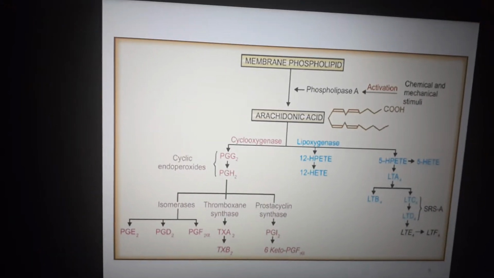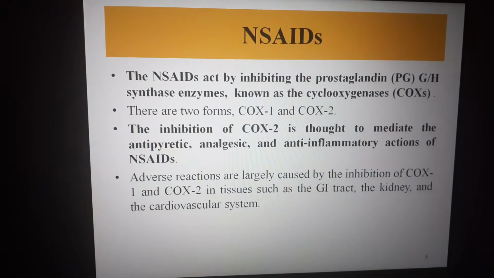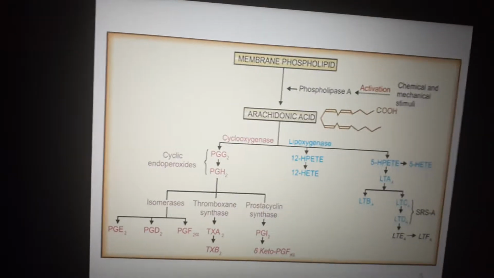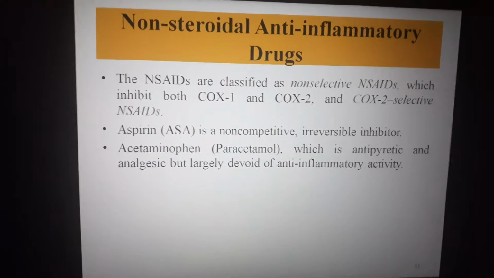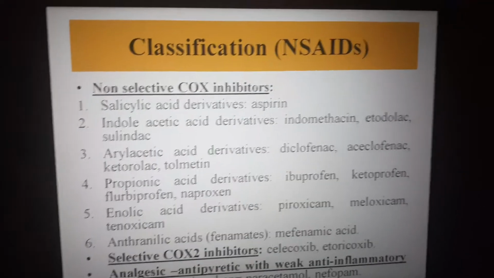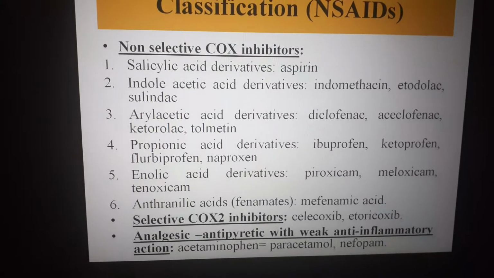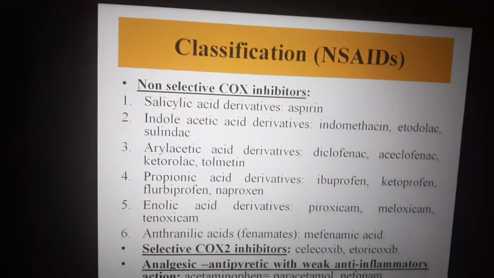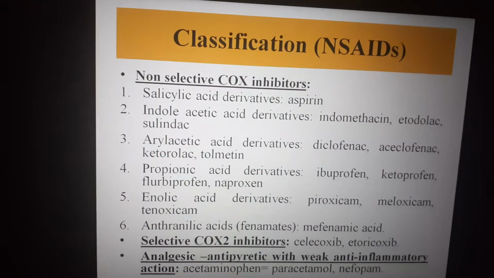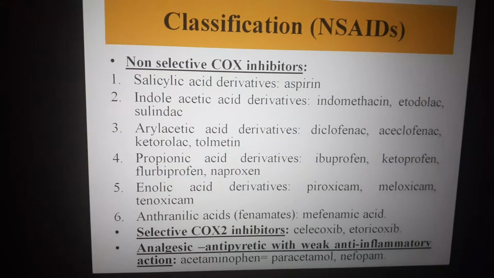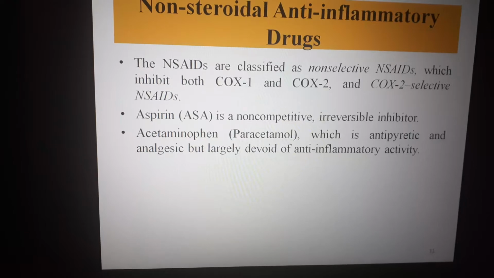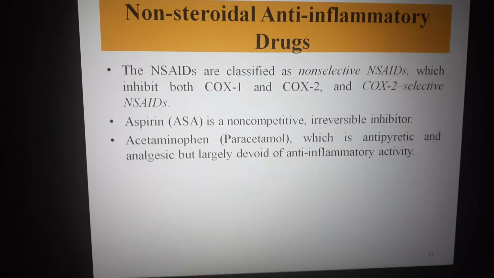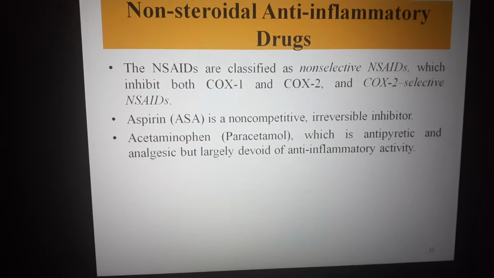So these drugs are basically cyclooxygenase inhibitors. Cyclooxygenase is an enzyme which exists in two forms, COX-1 and COX-2. These drugs are classified as non-selective COX inhibitors, selective COX-2 inhibitors and some miscellaneous drugs. Aspirin is the prototype or representative of this class, and it is the irreversible inhibitor of COX, while other drugs are reversible inhibitors of COX-1 and COX-2. Some COX-2 selective inhibitors such as coxibs are also available in the market.